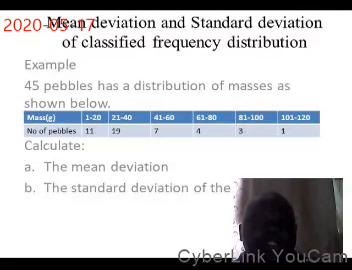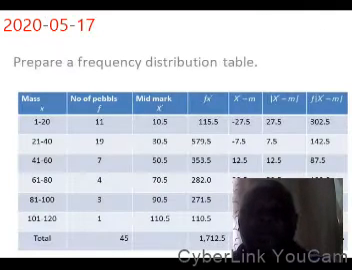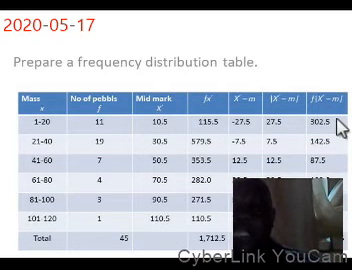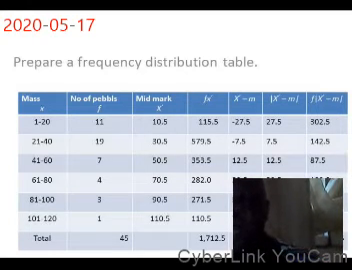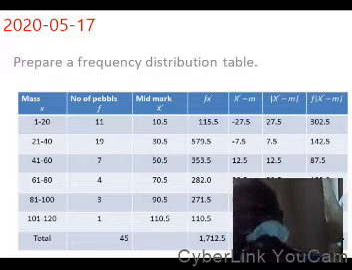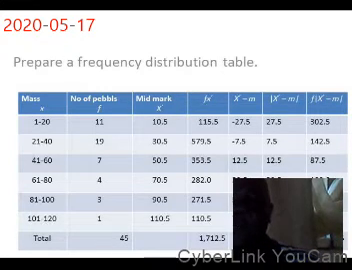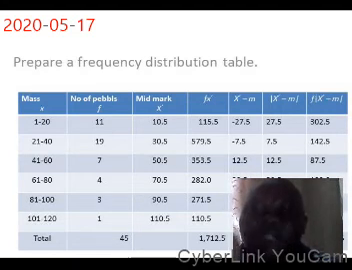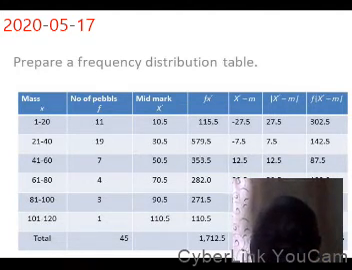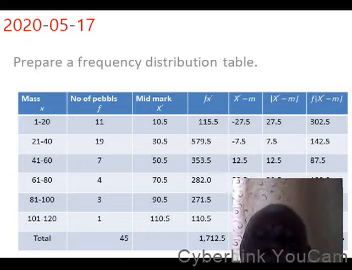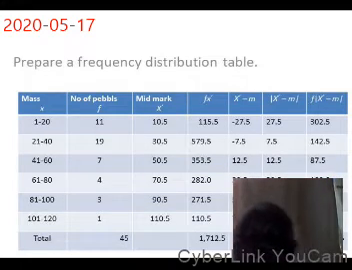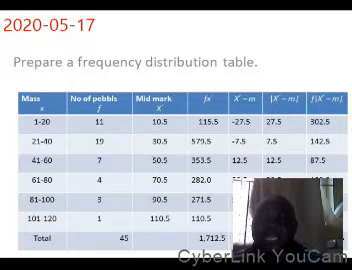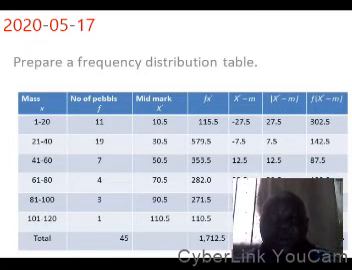Now, let us look at how to solve a problem like this. Look at the table here. What do we have? We have the mass. The first column, which is X, is called the class. This is the class of 1 to 20, 21 to 40, and so on and so forth. Then we have the frequency, 11, 19, 7, and so on and so forth.